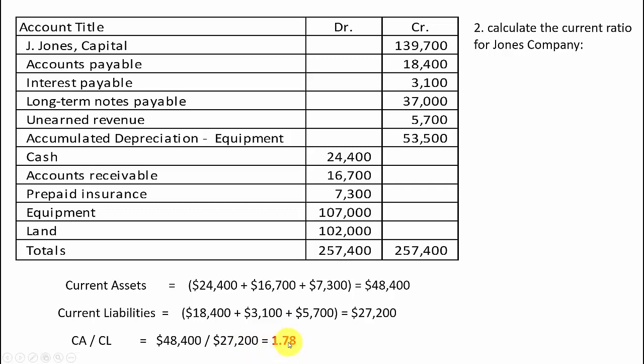That means we have $1.78 in current assets for every dollar we have in current liabilities. And we said before, a 2-to-1 ratio is better, or it's a rule of thumb. So it looks like this company may have problems paying their current bills.